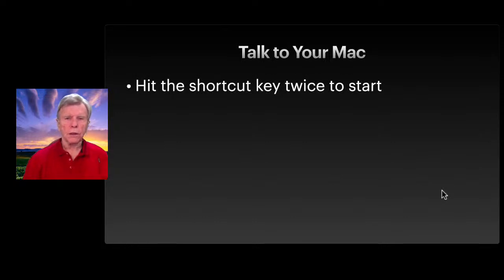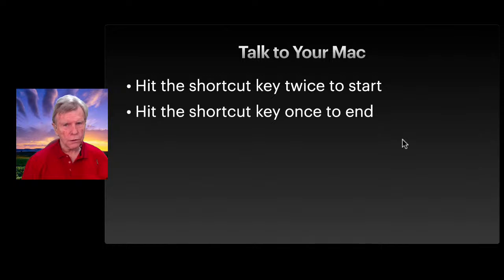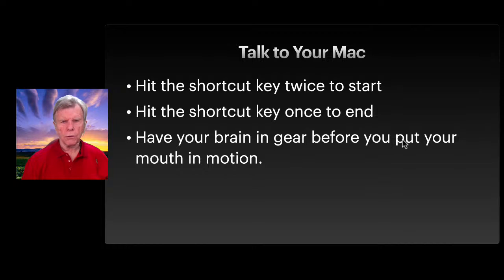So the way it works is you simply hit that function key or that shortcut key twice to start. You hit it once to stop. Very, very simple. So the concept here that you need to understand is that you have your brain in gear before you put your mouth in motion. So what that means is know what you're going to say before you start the dictation. Don't wait until after you hit the key twice and then try to think of what you're going to say. Be prepared, and your dictation will go a lot better.